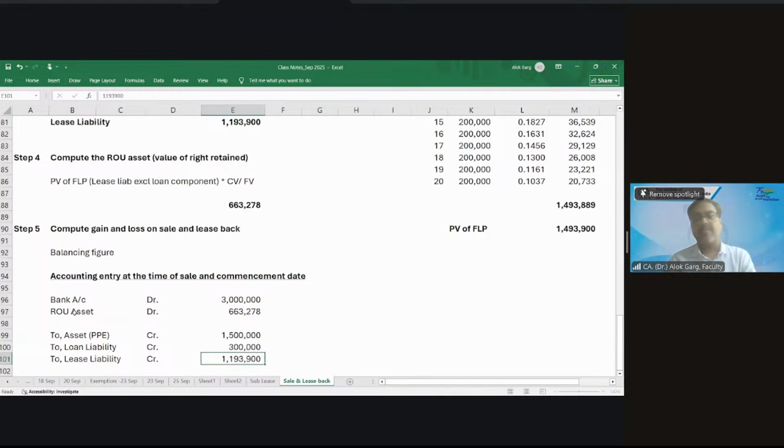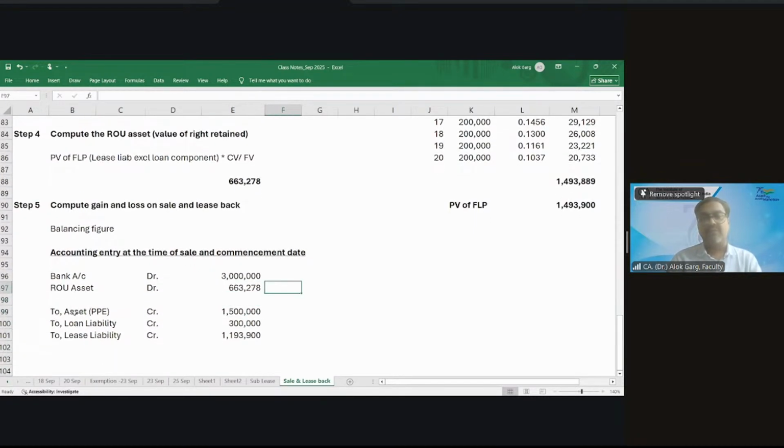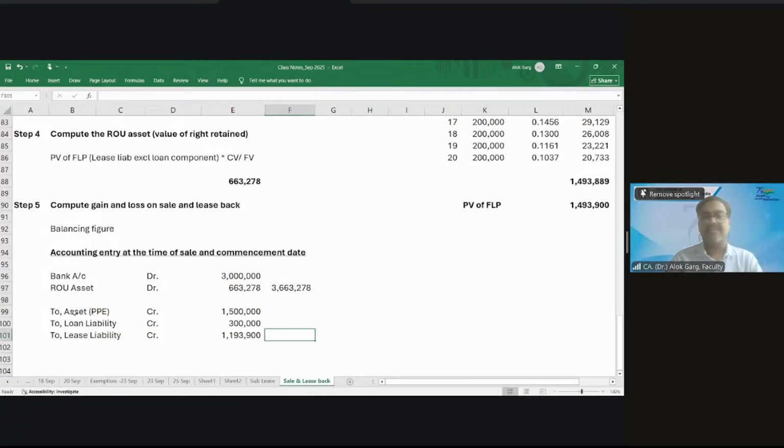11,93,900. Okay, right. So where will the balance go? Your total of this plus this is this much. Debit side is 36,63,278. Credit side is this plus this plus this, 29,93. It means there is a gain on sale and leaseback: 6,69,378.